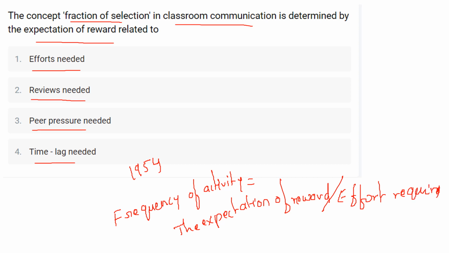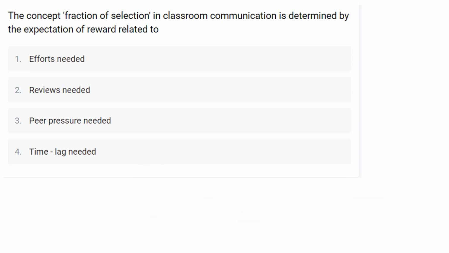The main question is how a reader decides what to read. In the case of classroom communication, an individual has to select which offer he or she needs. So here the correct answer is option number 1, that is efforts needed.